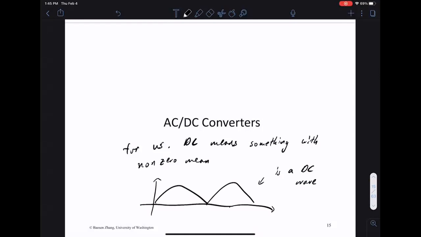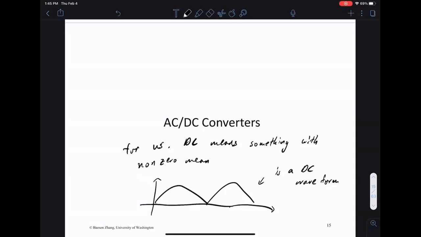Okay, so for us, this is a DC waveform. What we're not going to do is worry too much about filtering this waveform. For us, AC is something sinusoidal that has zero mean. DC is something that has non-zero mean. It doesn't mean it's flat. It doesn't mean the voltage, for example, is constant. That's achieved through filtering.